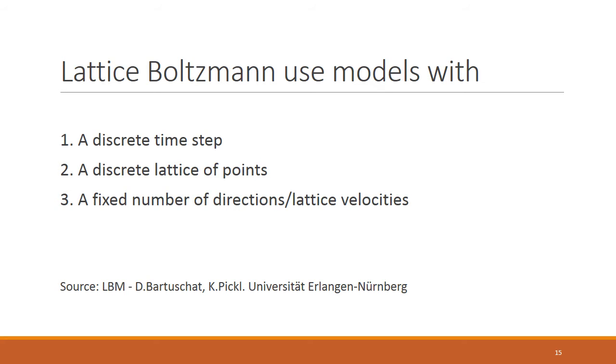Upcoming steps. So this is pretty basic. Time: you have to go 1, 2, 3, 4, 5, 6, 7, 8, 9, 10 time steps. Discrete lattice points: 1 centimeter, 2 centimeter, 3 centimeter, 4 centimeter, because we have a mesh. And a fixed number of directions in the lattice velocity. This is something really important, but we're definitely gonna see it soon.